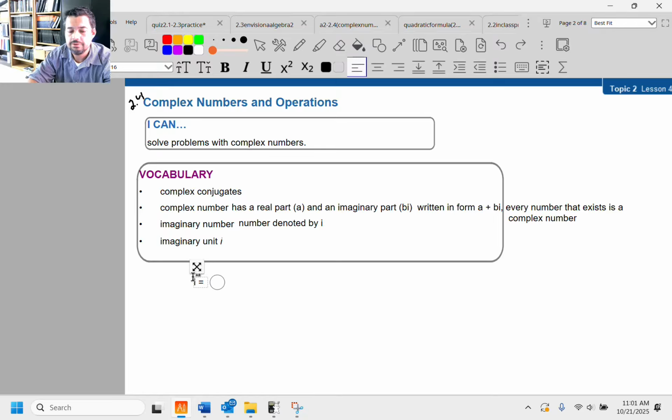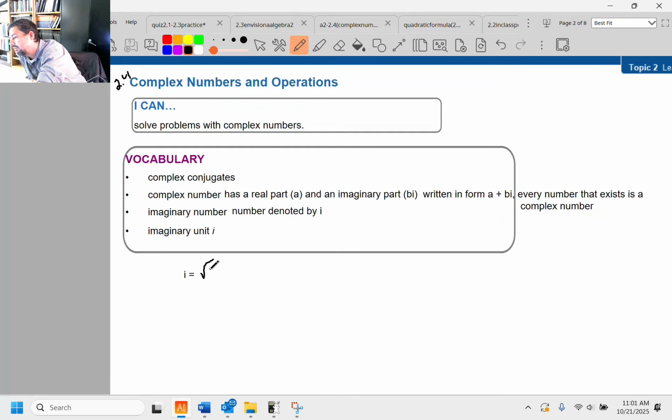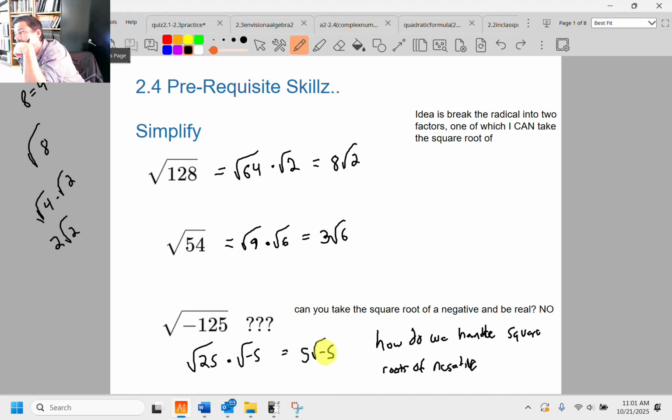I is equal to, I'll have to switch over to my pencil here. I is simply the square root of -1. That's what I is. That's all I is. It's the square root of -1. So let me go back to what I was doing real quick. I was stuck at that. I had 5 root -5.